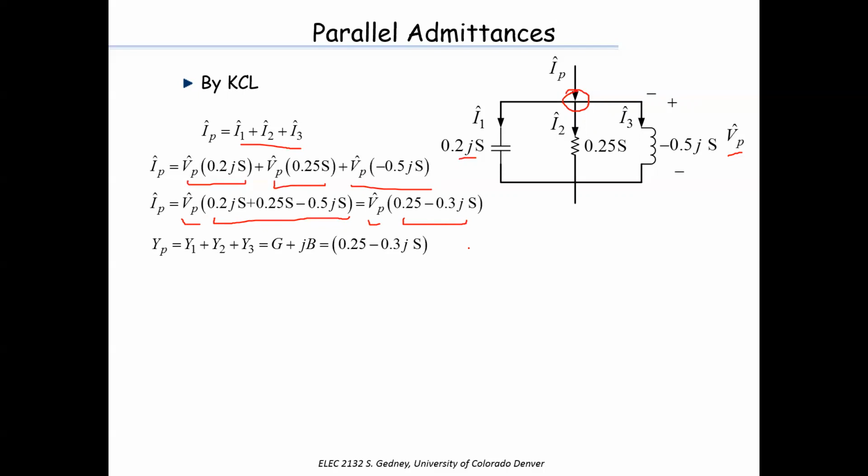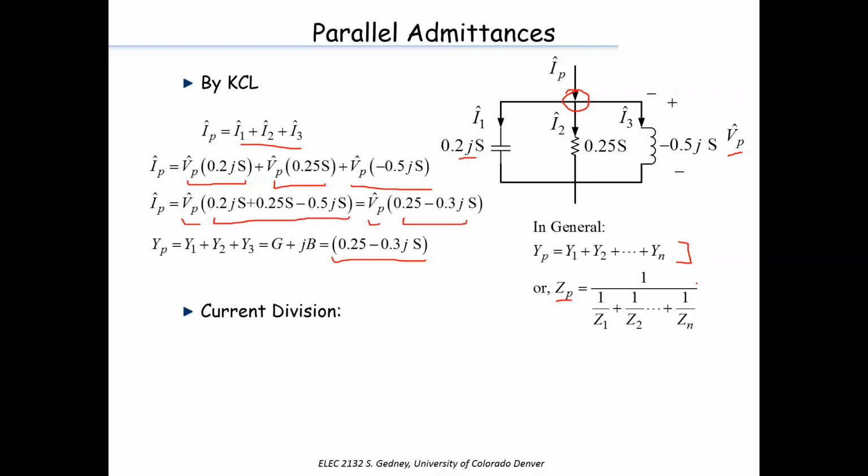So this gives me my net parallel admittance, which is the sum of the three admittances, Y1 plus Y2 plus Y3, which is equal to the net parallel conductance plus the susceptance. So in general, parallel admittances add. Or the reciprocal of that is that parallel impedances add inversely. That is, I can take 1 over ZP to get YP, 1 over Z1 gives me Y1, and so forth. So parallel admittances add, or parallel impedances add inversely.